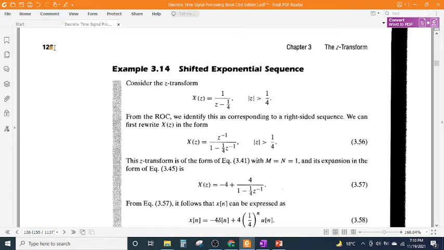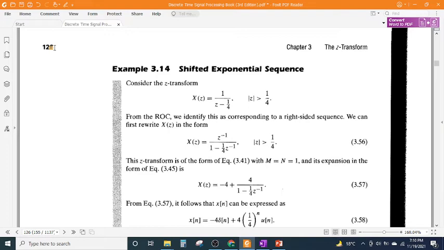This z-transform is of the form of Equation 3.41, with M equals N equals 1, and its expansion in the form of 3.45 is X(z) = -a^-1 + ... From Equation 3.57, it follows that x[n] can be expressed as x[n] = -a^-1 δ[n] + ... a^n u[n].